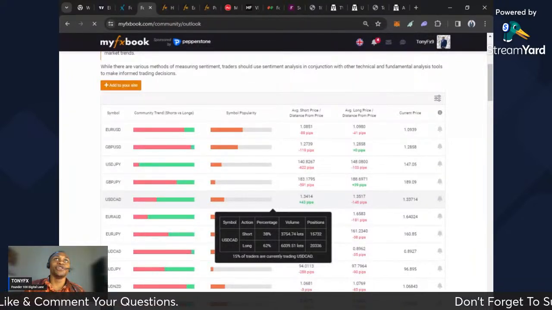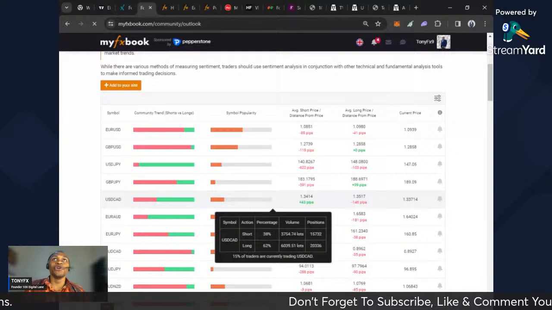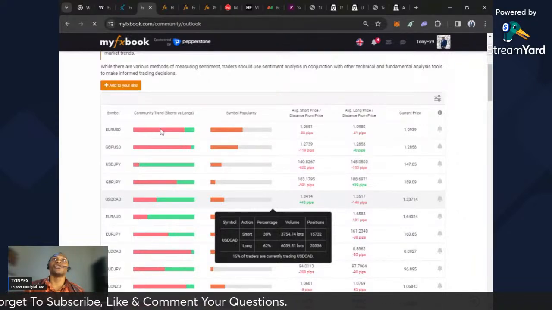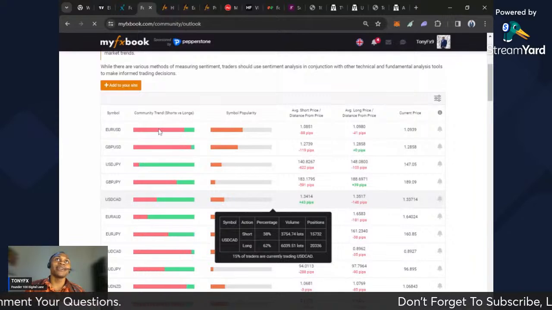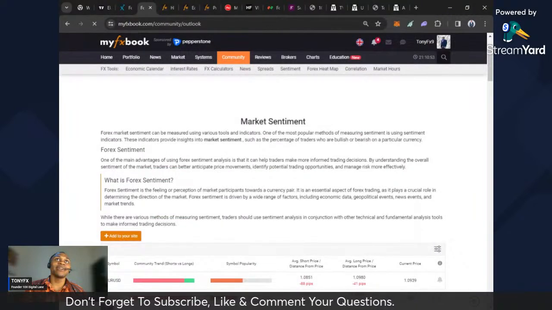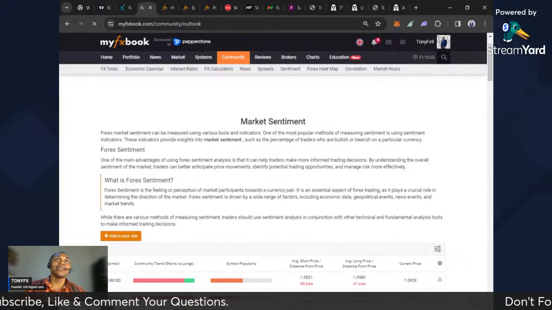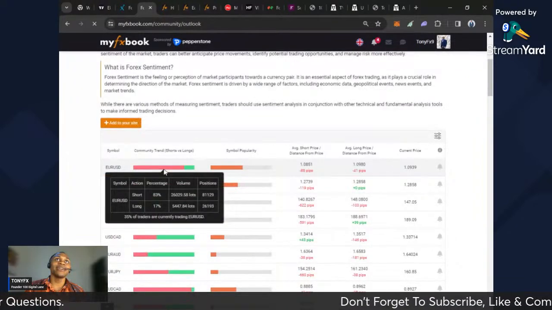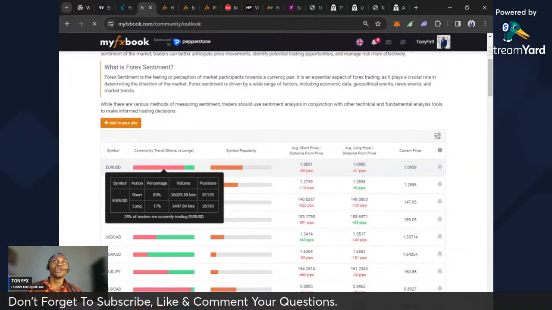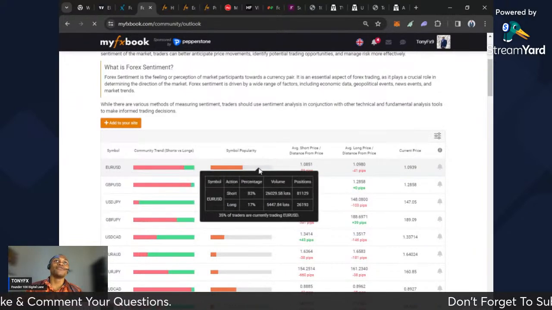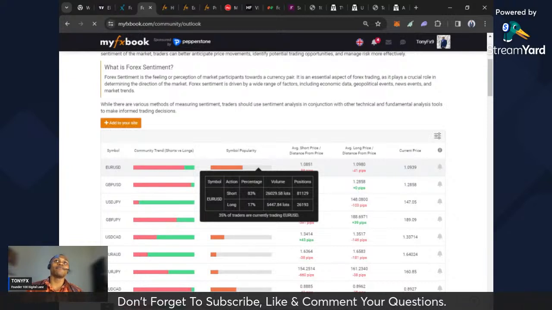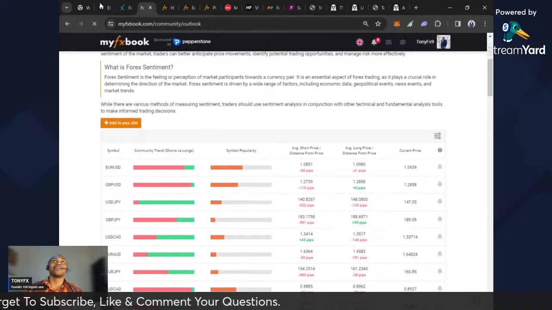So over here is Euro USD. For you guys that are new to sentiment analysis, market sentiment is the percentage of traders who are bullish or bearish on a particular currency. That is what sentiment analysis is. The percentage of traders who are currently bearish on Euro USD is 83%. 83% of traders are bearish, 17% are bullish, so we're going to be going with the 83% who are bearish. And you can see Euro USD is the most popular traded pair. It has 35% of the total traded volume in the forex market.